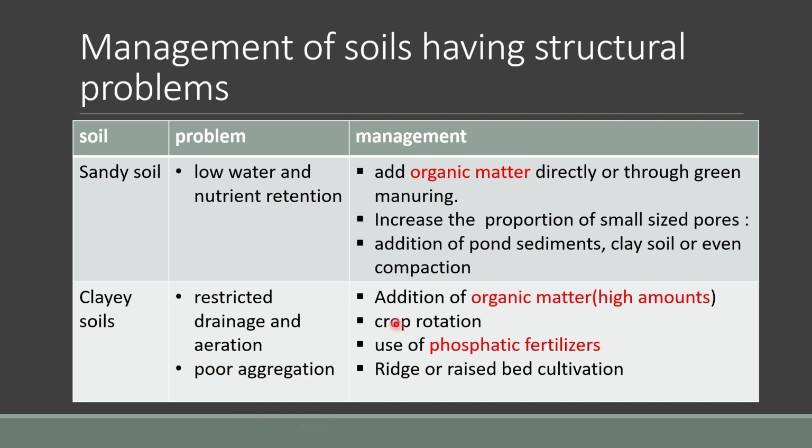Then for solving this to an extent, we can add organic matter, but its amount should be higher. We should add a higher amount of organic matter than the amount we add to the sandy soil. The structural problem of clay soil can be minimized only when we add a high amount of organic matter. The next is crop rotation. The next is the use of phosphatic fertilizers. Then for reducing the problem of drainage, ridge or raised bed cultivation can be practiced in the clay soil.